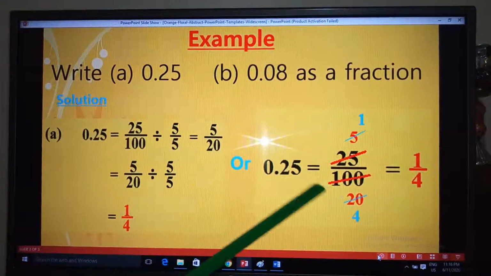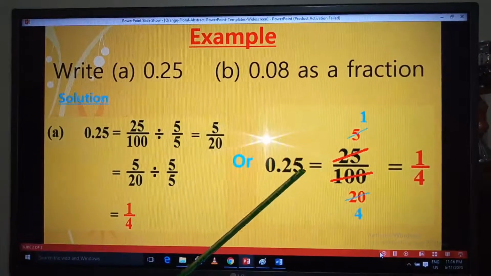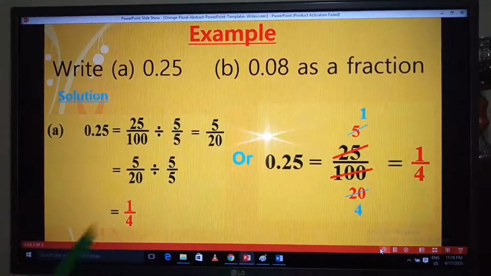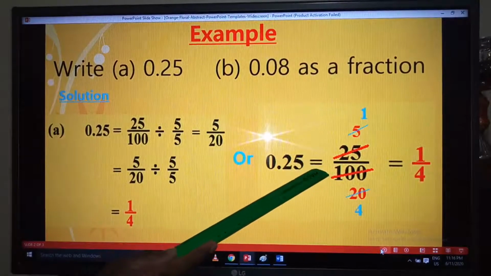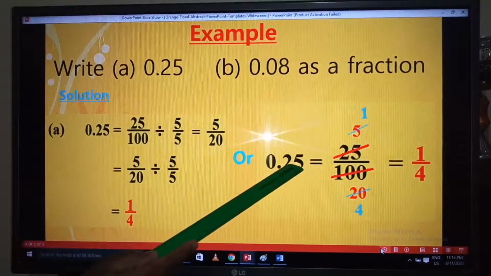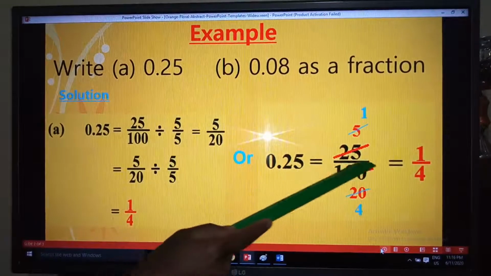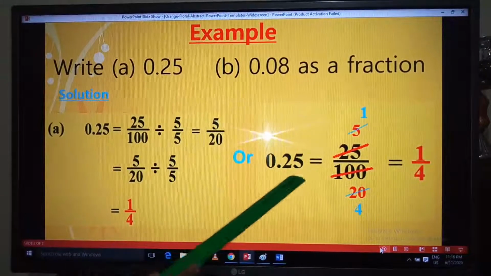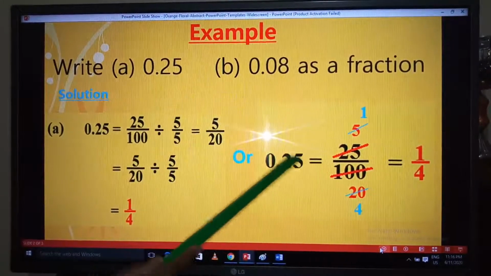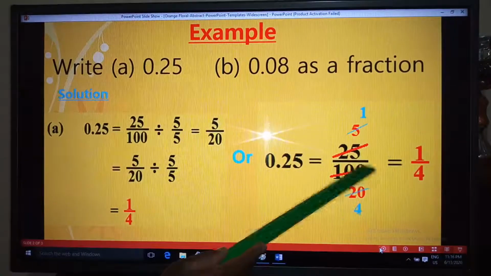Alternatively, there's a different method you can use. This is simplifying by cancelling. So we start by changing 0.25 into a fraction, and we realize that the number after the decimal is 25, out of 1 with 2 zeros, because after the decimal we have 1 and 2 steps. So that's why we have 1 and 2 zeros.